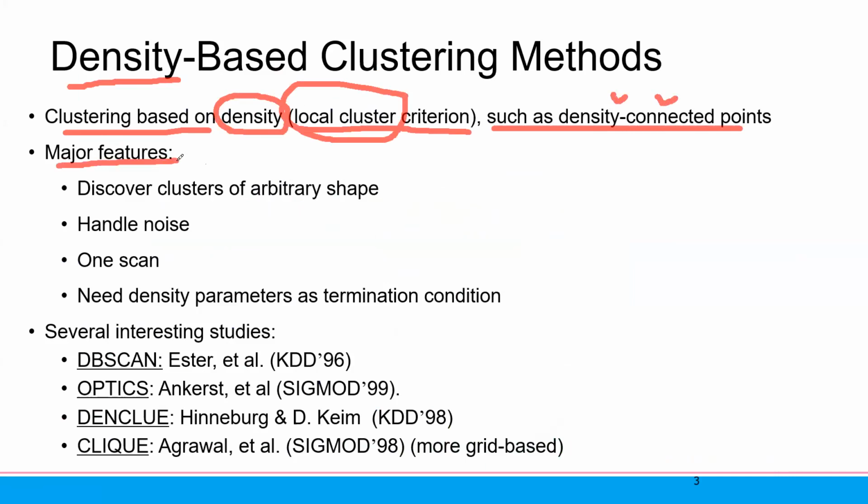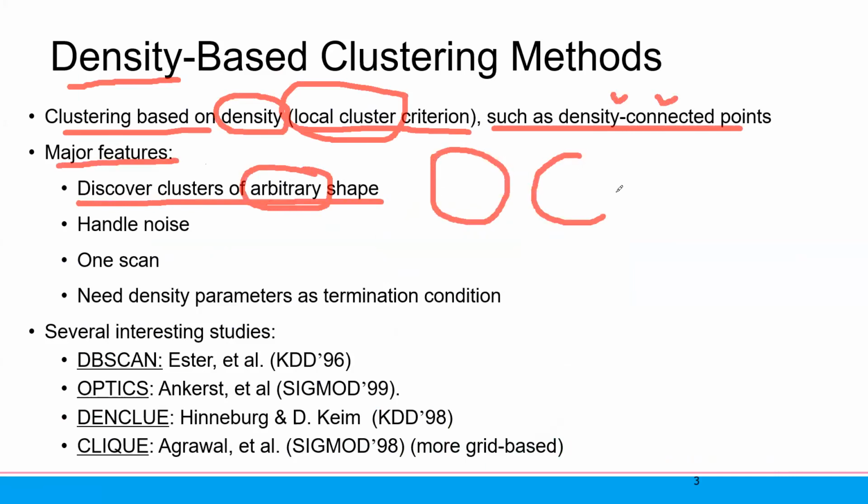The major feature is that we can discover clusters of arbitrary shape. What does it mean by this? Arbitrary means any shape, every shape. If you use k-means, maybe the shape is like a circle, like this one. But sometimes your data might be in an L shape, or the data might be in a triangle shape.